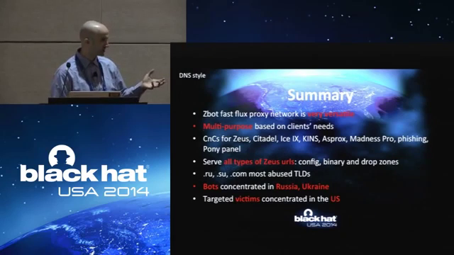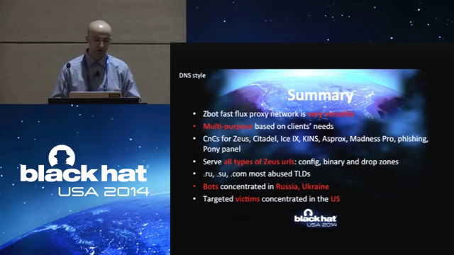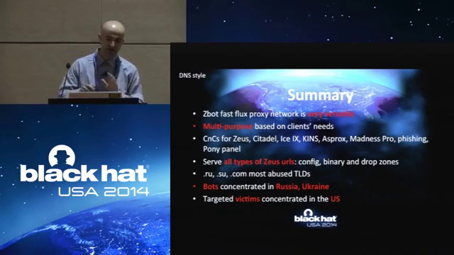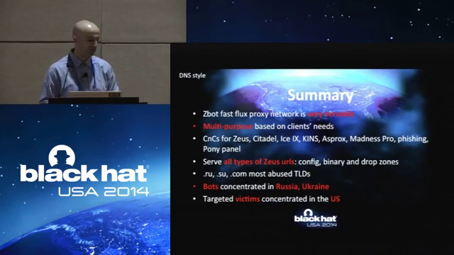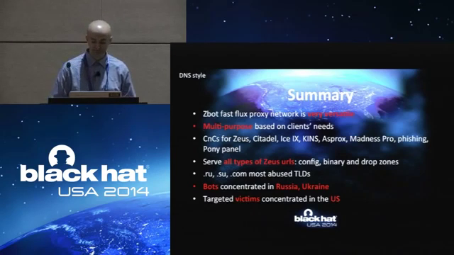Then the other interesting thing is that the TLDs most abused are .ru and .su. Moreover, the bots are mainly in Russia and Ukraine. So we see this kind of Russian connection here prevalent. And then at the end, we saw that the targets were mainly in the United States.